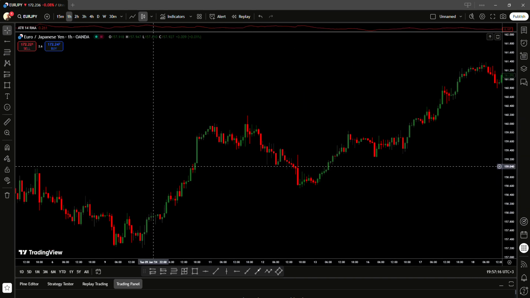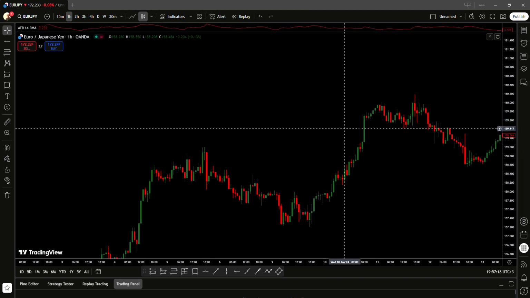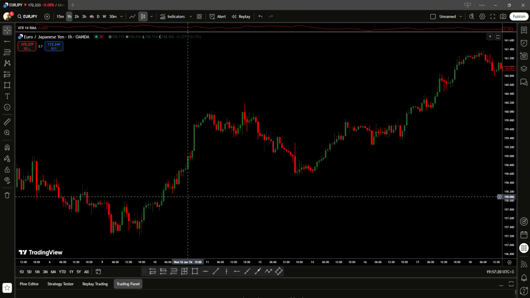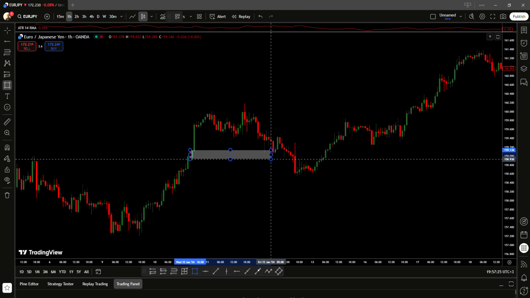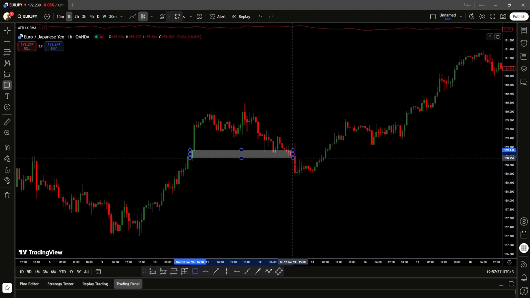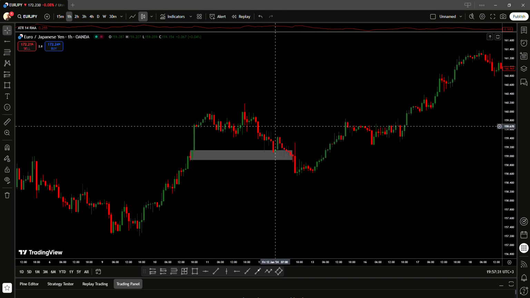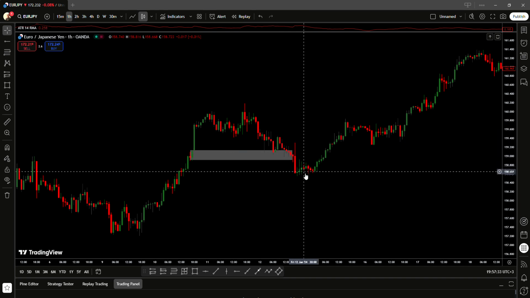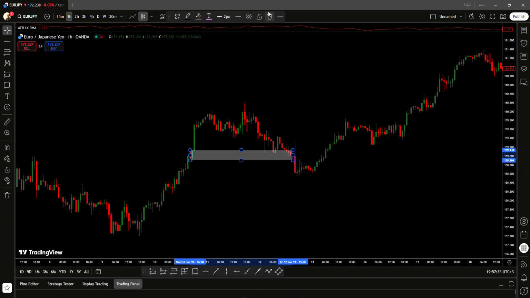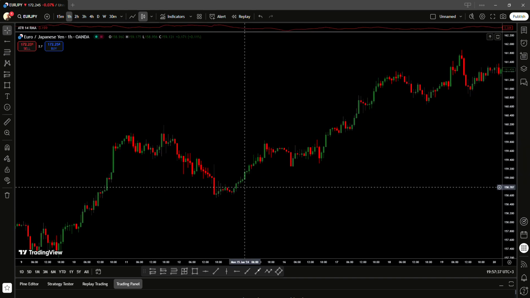There is this one here. This one is even good. It broke this structure here. However, it did not give a significant reaction, and not all the zones are going to work out. So this one you wouldn't have lost it because it moved your stop losses, then later it came out, took you out. So let's proceed.